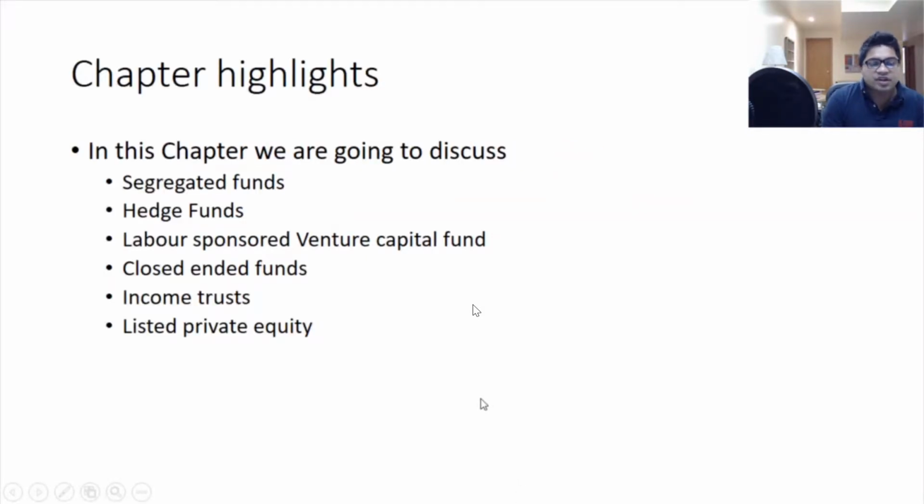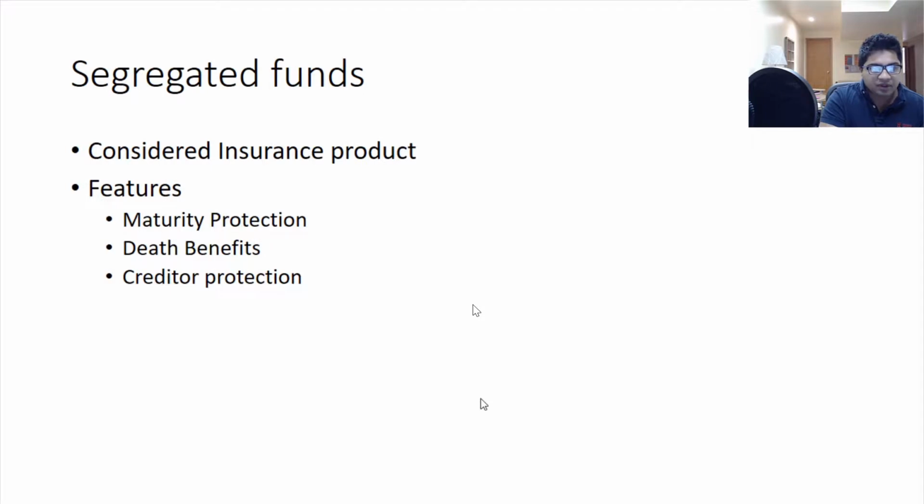In this chapter we are going to discuss different types of segregated funds. What is a segregated fund? Then we are going to discuss hedge funds, labour sponsored venture capital funds, closed-ended funds, income trusts, and listed private equity. Before we start with segregated funds, just to recap managed products.